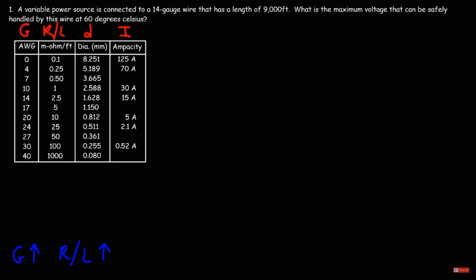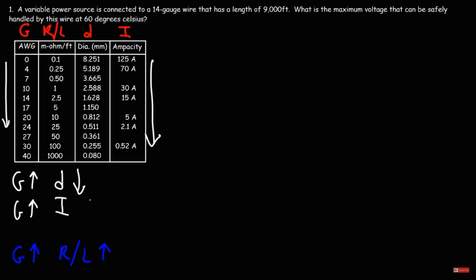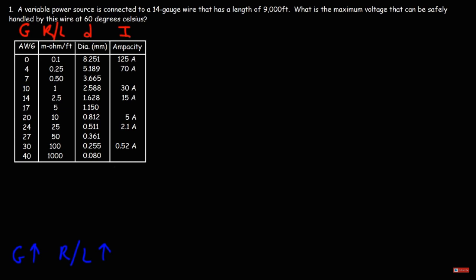Now the next thing that we can see in the table is that as the wire gauge increases from 0 to 40, we can see the diameter size decreasing progressively. And finally, as the gauge number increases, you can see that the ampacity, the amount of current that the wire can handle, decreases. So this just confirms what we talked about earlier in this video.